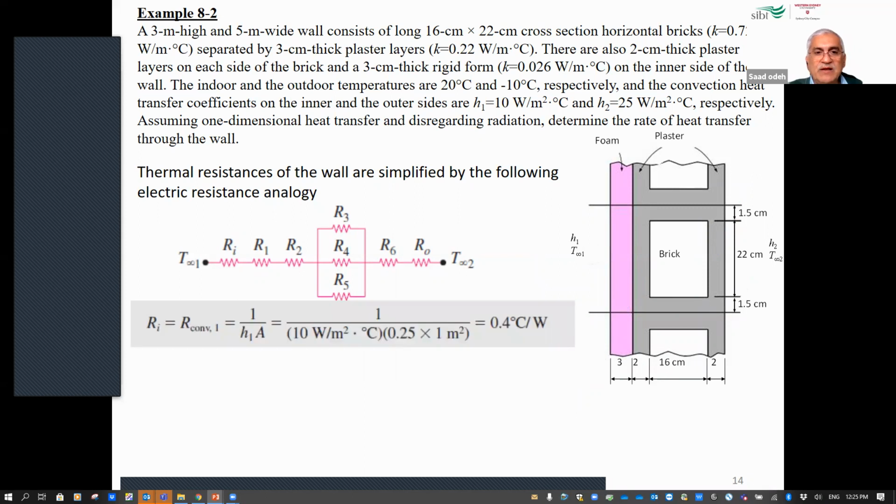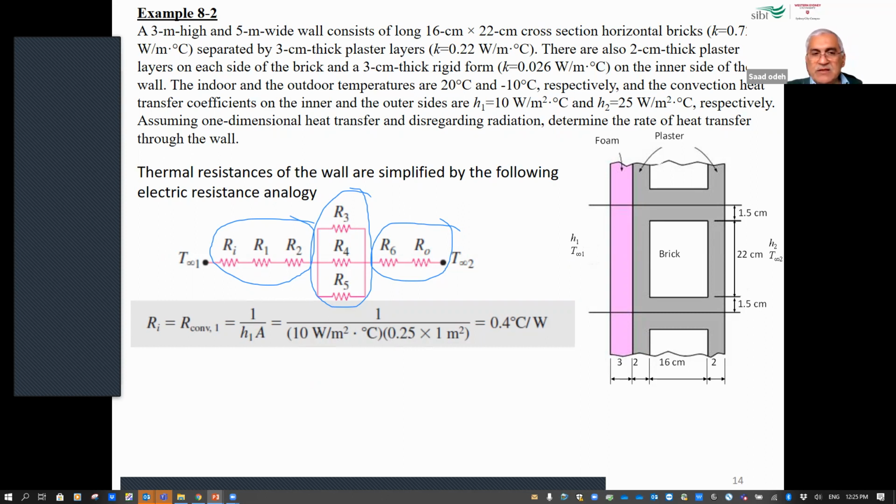Now, I take them one by one. I find R for each one of them and then add them together. Because as you can see here, these 3 are in parallel, and these 2 are in series, connected to the 3 in parallel. So first of all, you add the parallel ones together using the parallel equation, and then add these 3 thermal resistances to the other thermal resistances in series.